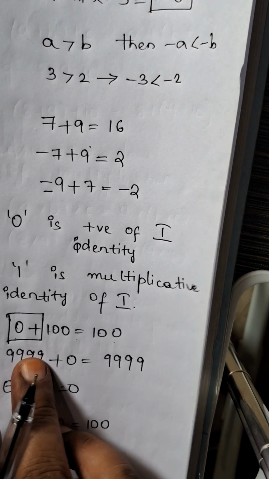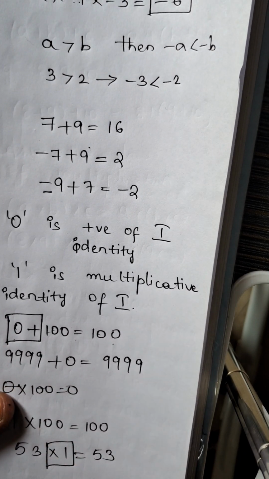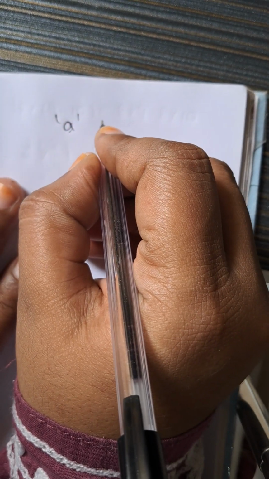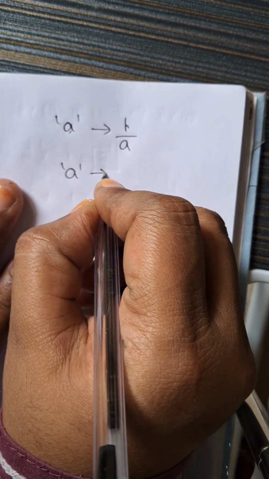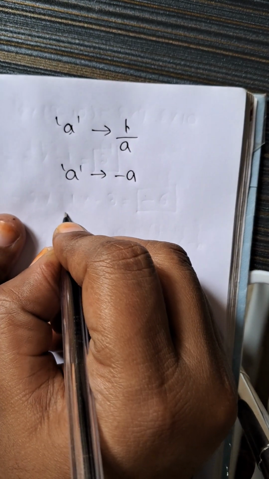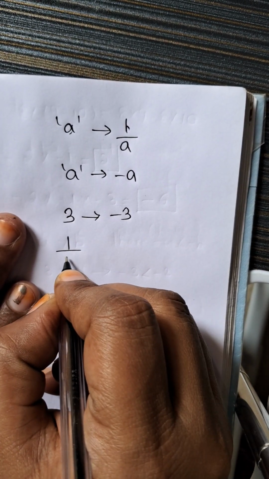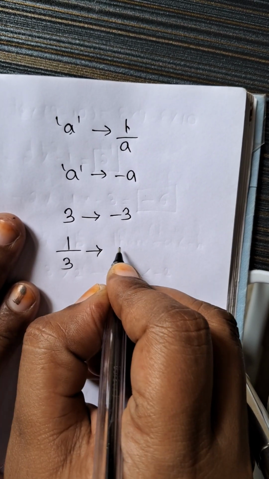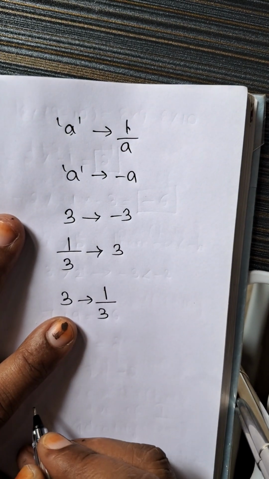Next, inverse. So additive inverse. Now, additive identity we know; what is the additive inverse of a number? Suppose a number a is there. The additive inverse of a will be minus a, and the multiplicative inverse of a will be 1 by a. Suppose a number is 3, so its additive inverse will be minus 3. If a number is 3, its multiplicative inverse will be 1 by 3. If the number is 1 by 3, its multiplicative inverse will be 3.